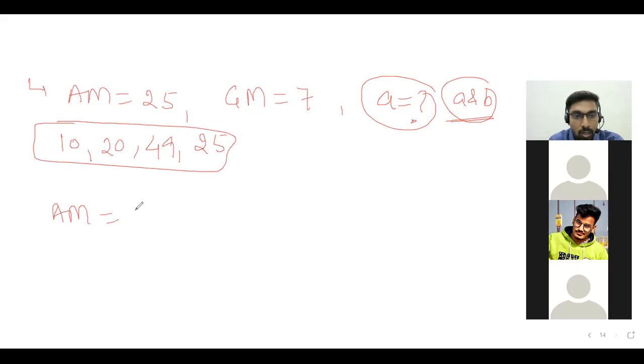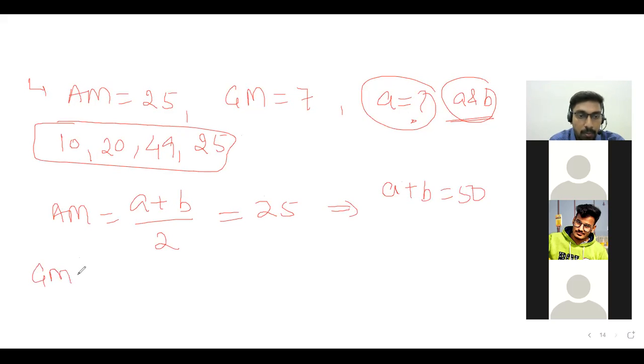So AM, you already know. For two terms, this will be equal to like this. So you can say A plus B equals 50. And GM, that means square root of AB, which is equal to 7. So A into B, again square both sides. So A into B, you will get 49.